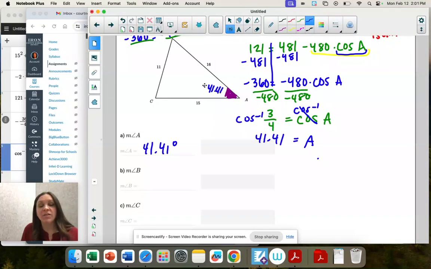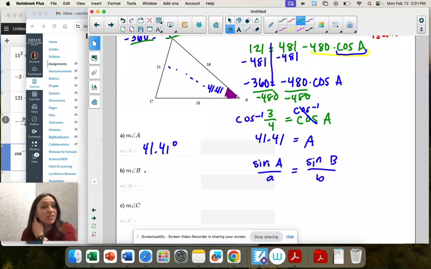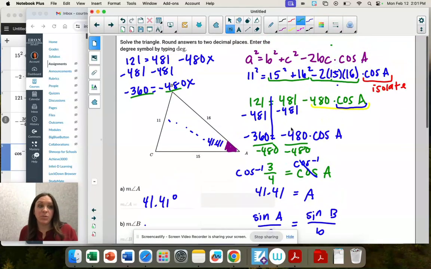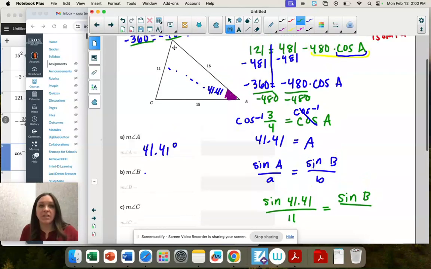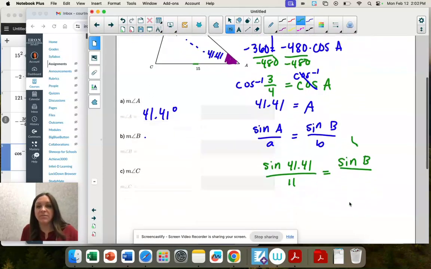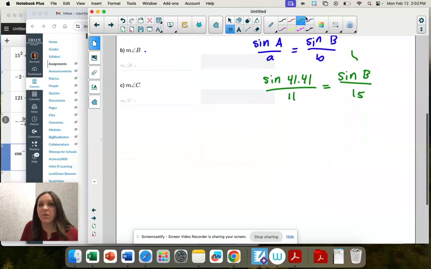Guess what? Now we can use law of sines. Now we have an angle with the side across from it. So I can use sine of A over a, and then let's go to B: sine of B over b. We jump to law of sines after this because it's so much easier than this big formula. So angle A is 41.41. Side a is 11. We're solving for angle B, and side b is 15.